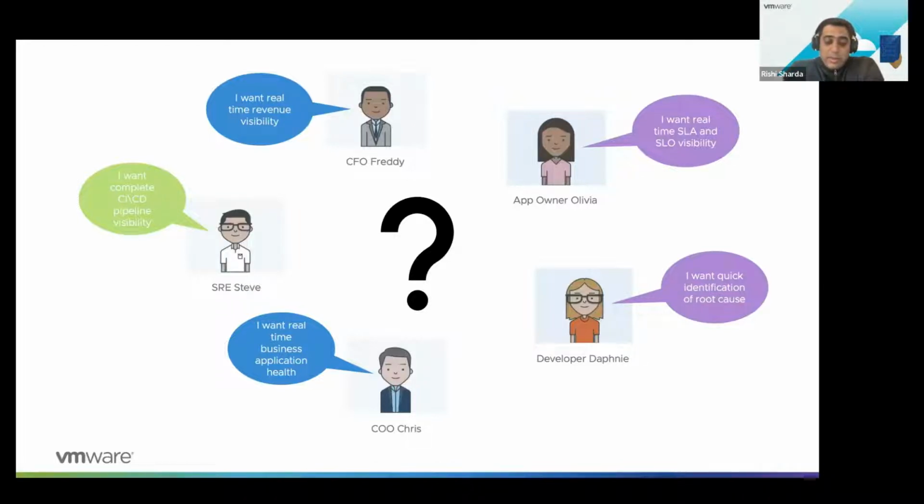And the COO wanted a real-time view into how the business health was. Now, they all came to a conclusion that the only way to solve this is to get a 360-degree view of their business. And the way to do that is through observability.